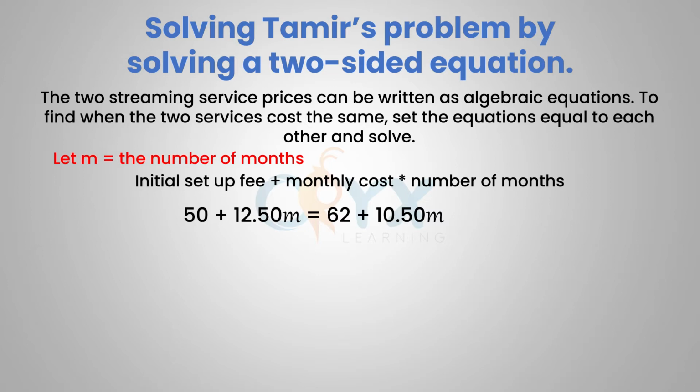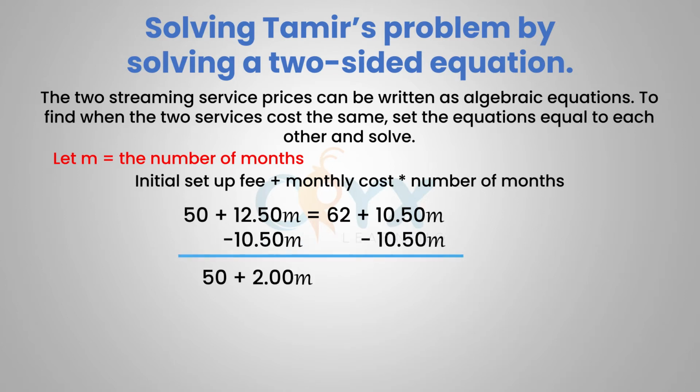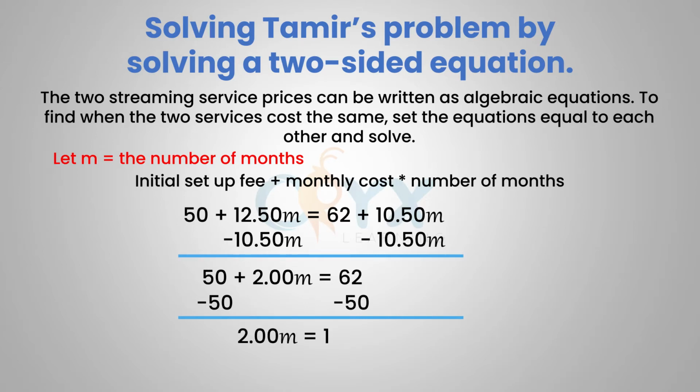Combining our like terms, we can take the inverse of addition, which is subtraction. So subtract 10.50m from both sides. That will give us 50 plus 2m equals 62. Subtract the 50 from both sides of the equation, and we'll get 2m equals 12. The opposite, or the inverse of multiplication, is division. So we can divide both sides by 2, and that leaves us with m equal to 6.